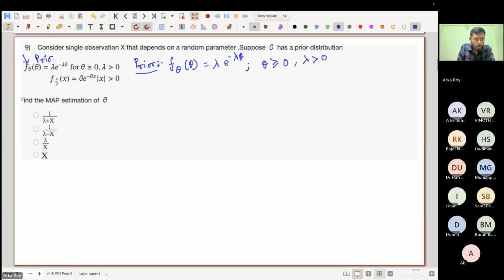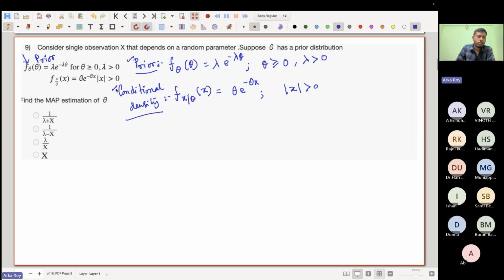So this particular thing is basically the prior. But over here, the next thing is f of x given theta of x equals theta e to the power minus theta x, where the condition is mod of x greater than or equal to 0. So this is basically the conditional density. So we have the prior and we have the conditional density.